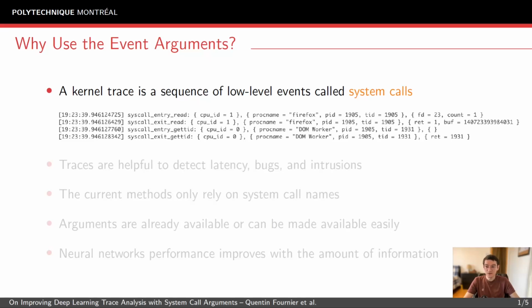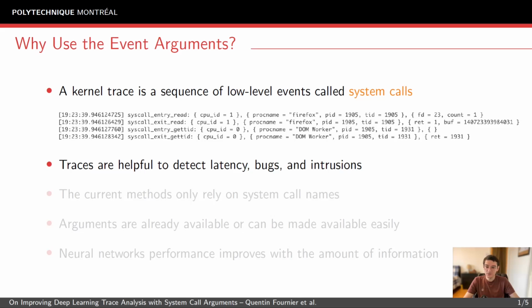So first of all, what is a trace? A kernel trace is a sequence of low-level events called system calls. Below you have an example of 4 events, the first 2 corresponding to the system call read, generated by Firefox, and the last 2 corresponding to the system call getTID, generated by DOM Worker.